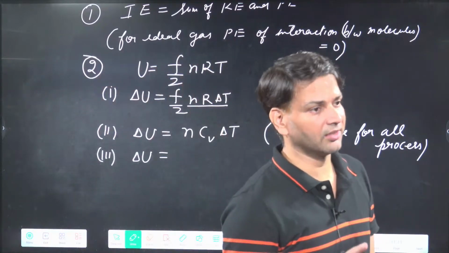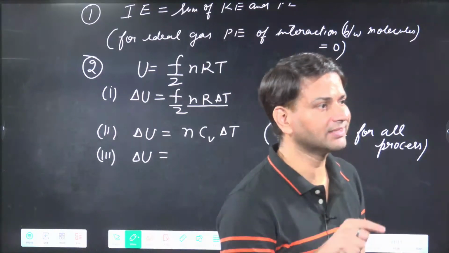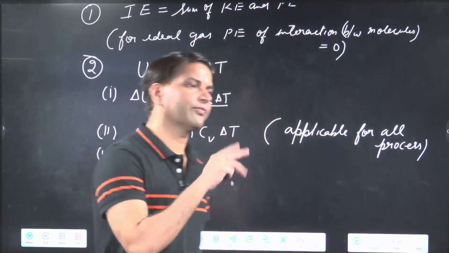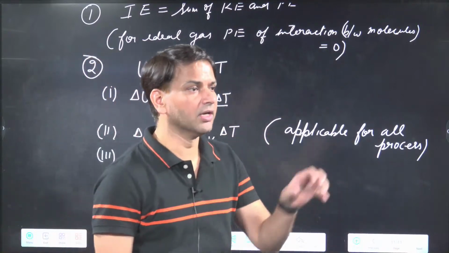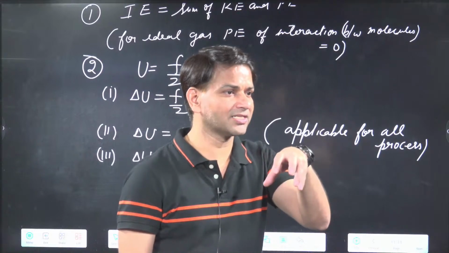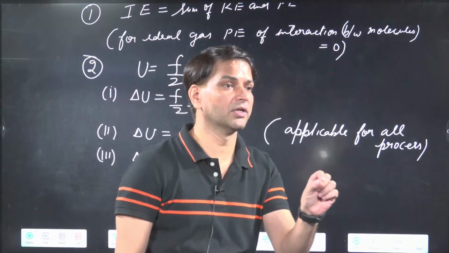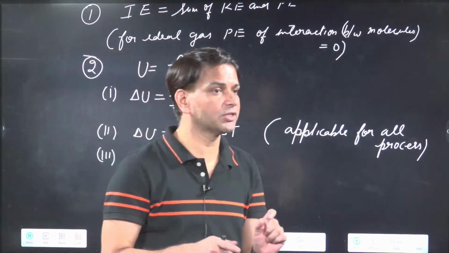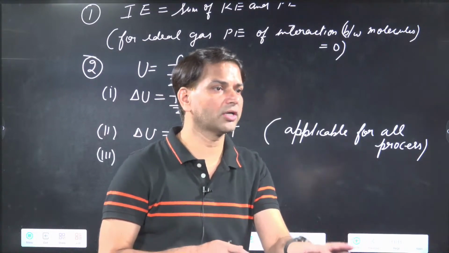Most of the students think that NR delta T is P delta V only, but before I have explained this, it is not. If I write the ideal gas equation, P1 V1 is equal to NR T1, P2 V2 is equal to NR T2. When you subtract, NR times T2 minus T1, that is NR delta T, you will get P2 V2 minus P1 V1. So NR delta T we will not write as P delta V. NR delta T means P2 V2 minus P1 V1. Understood or not?